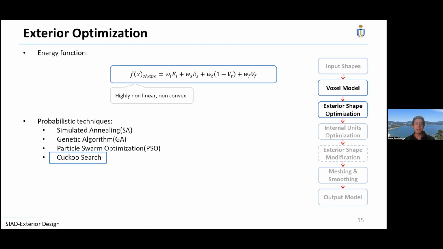So as you can see, the model is highly nonlinear, non-convex, and discontinuous. It has lots of different terms, some of them based on a physical simulation that we have to run for every candidate shape. So we investigated a bunch of probabilistic techniques to get an approximate global minimum. We explored simulated annealing, genetic algorithms, and PSO, and we found that the Cuckoo search algorithm turned out to be a suitable choice for this problem, and we further modified it for this particular application.